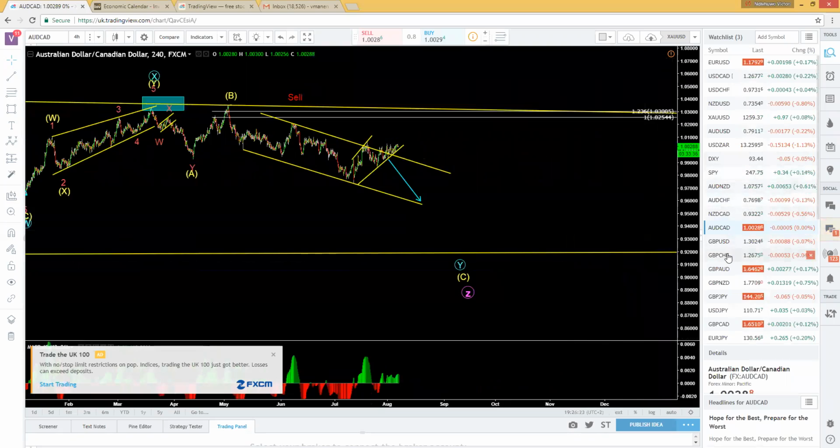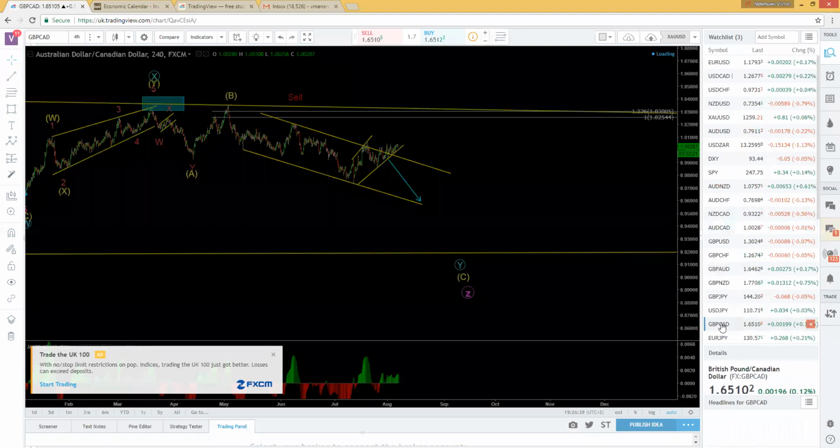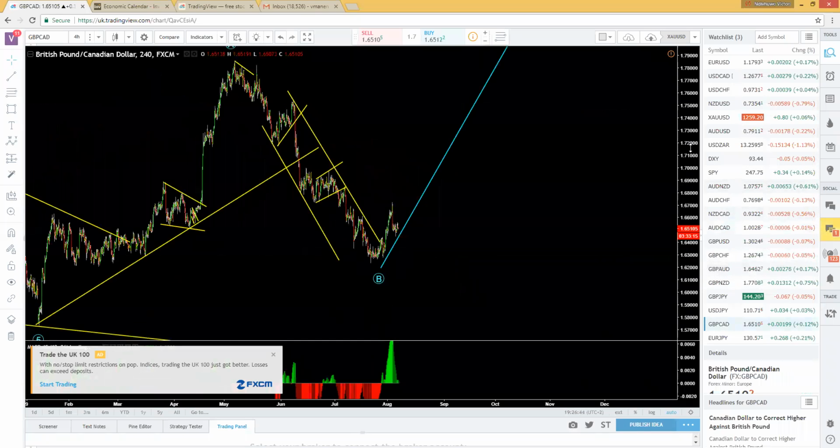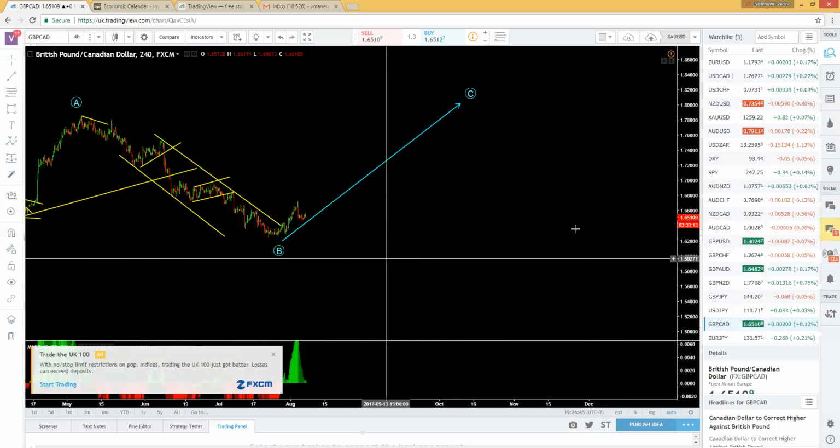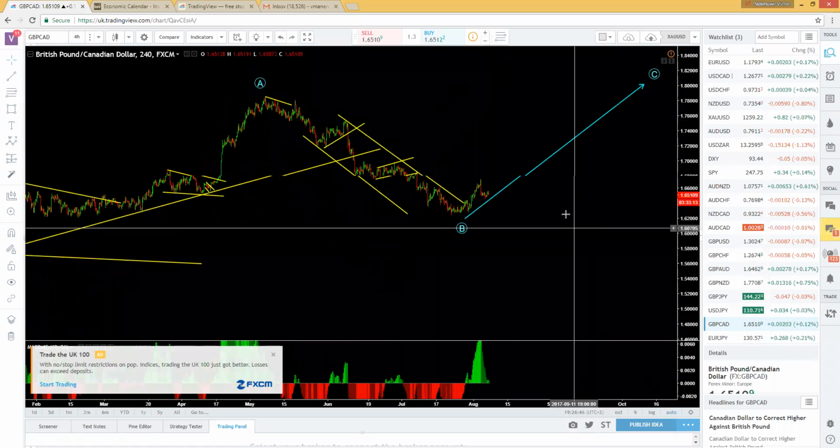Okay, next pair. I think this will be the last one. Pound US dollar we already did. Pound CAD, upside as well. We're looking upside on this one. We're not gonna do a detailed analysis on this one. I'm still looking for upside based on this.